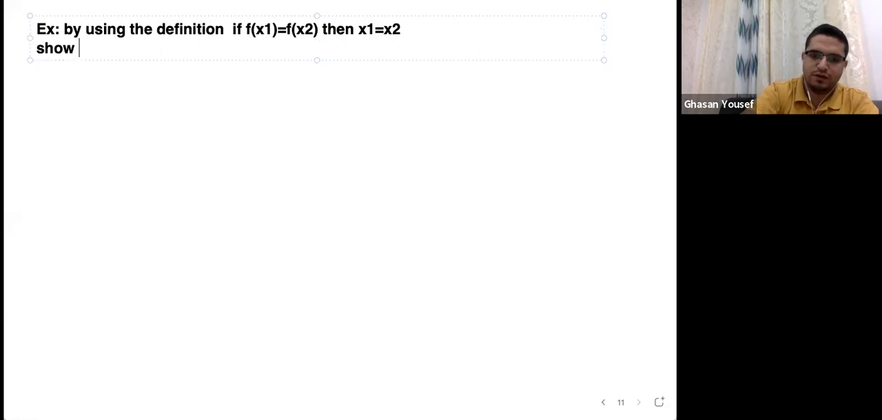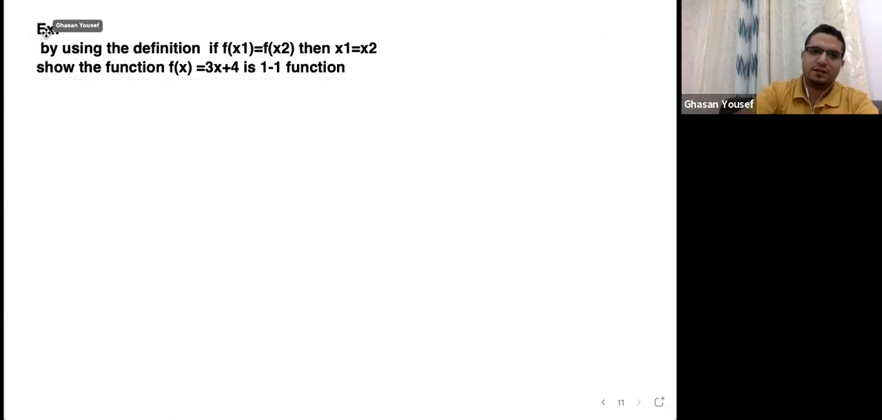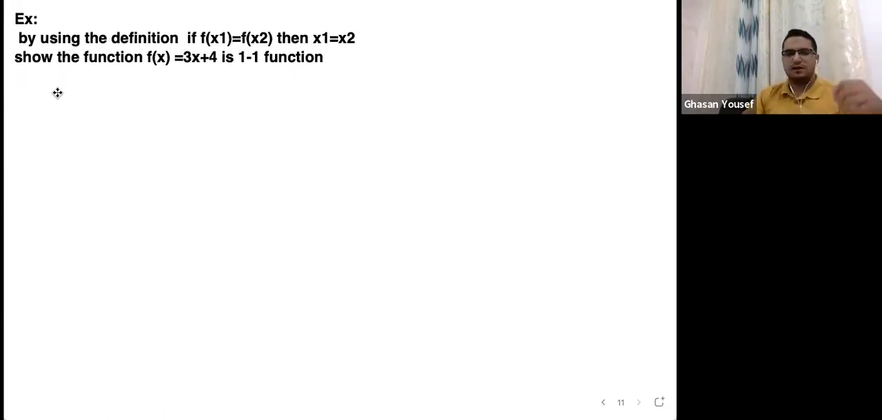The question is, show the function f of x equal 3x plus 4 is a one-to-one function. So by using the definition, if f of x1 equal f of x2, then x1 equal x2, show the function f of x equal 3x plus 4 is one-to-one.